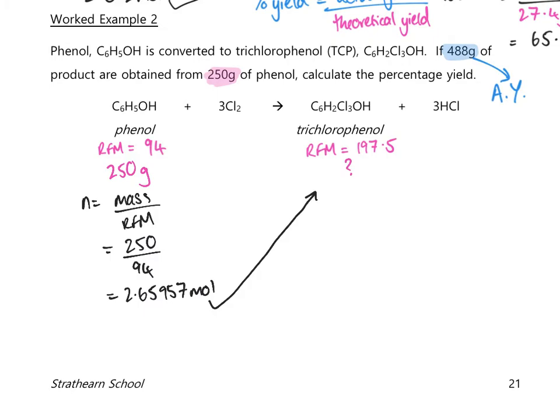So we want to bring that over to our product, which is, you can see, a 1-to-1 ratio. Just be careful, it'll not always be 1-to-1. So in theory, we will get 2.65957 moles of our trichlorophenol.